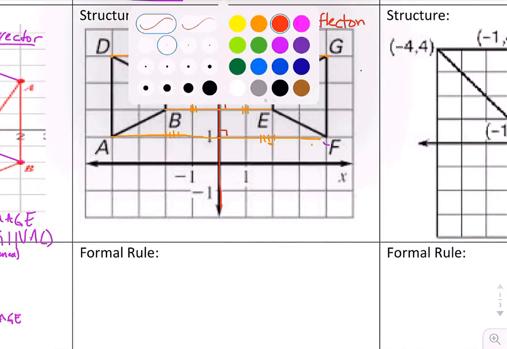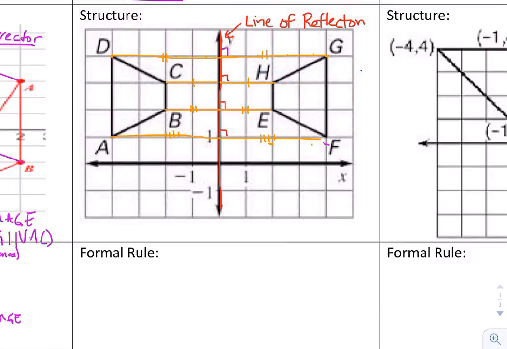Now again, consolidating this into a formal rule, we're going to use little r for reflection. Okay, so that means reflection. We have to incorporate important information right here, and the important information is going to be my line of reflection. That's the y-axis, and so I just have to mark that somehow. If I'm reflecting over the y-axis, notice I'm writing it small and just next to it. You read that as a reflection over the y-axis, so that's the important information, the line of reflection.